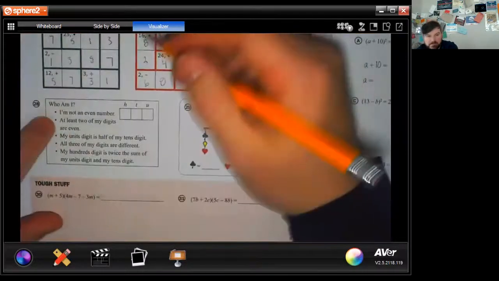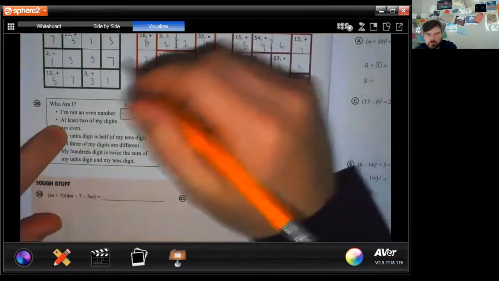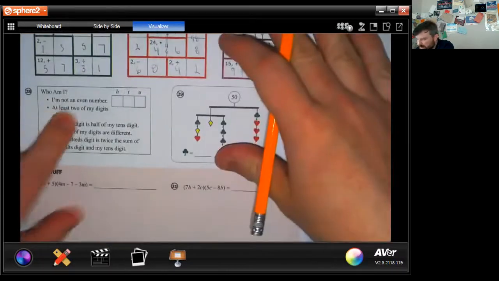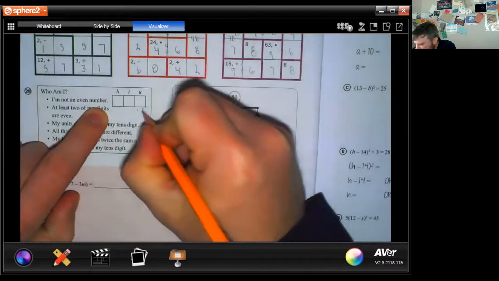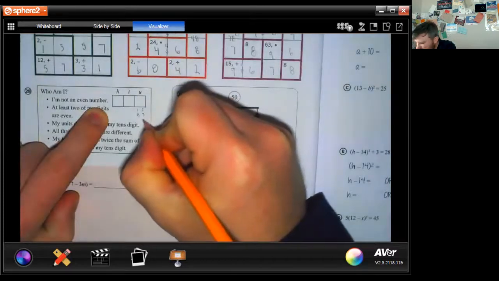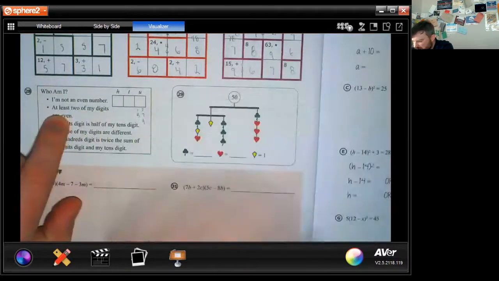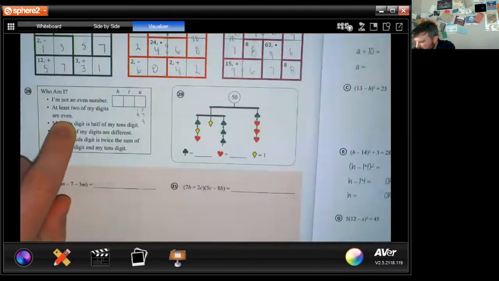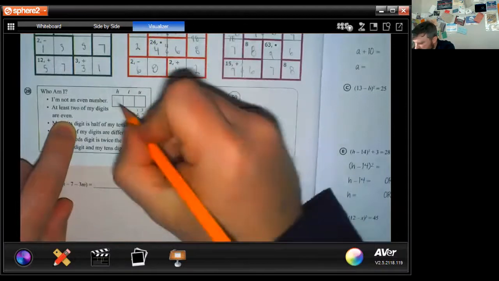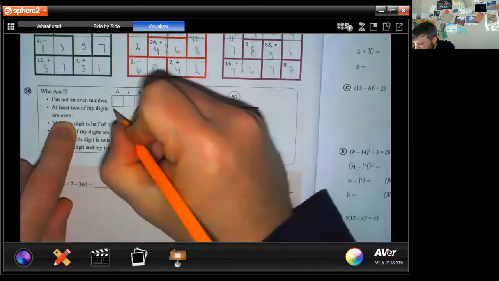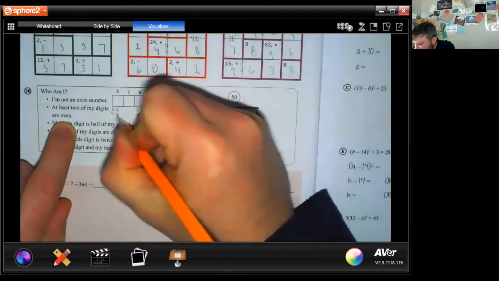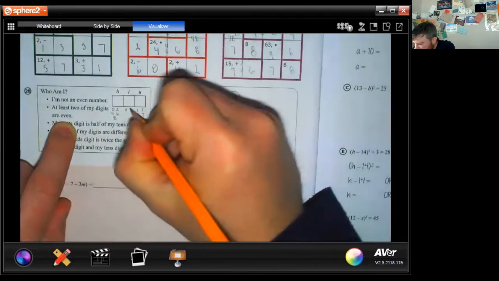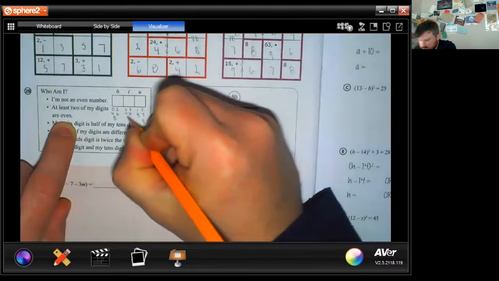Okay, back to some of these. Who am I? These are kind of old for us. Okay, I am not an even number. So this last one is a 1, 3, 5, 7, or 9. At least 2 of my digits are even. Okay, so this one has to be an odd. These 2 have to be even. So that's 0, 2, 4, 6, 8.